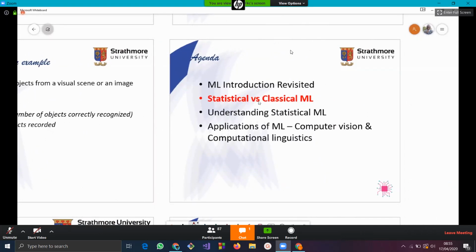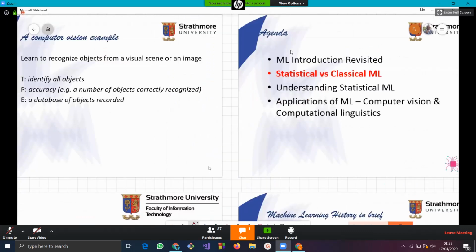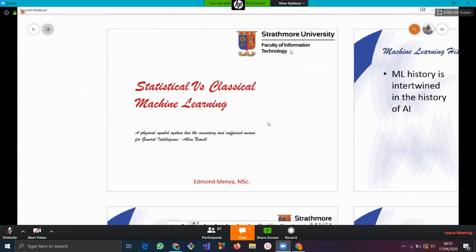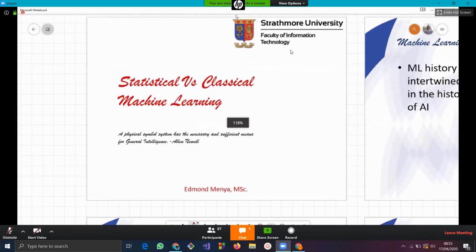The next agenda is statistical machine learning versus classical machine learning. Good. So let's dive into this one. Modern day machine learning is kind of confused with things like data science and maybe even data mining, etc. Now we are going to clear the air concerning this as we start.